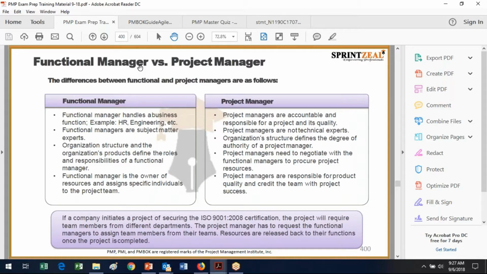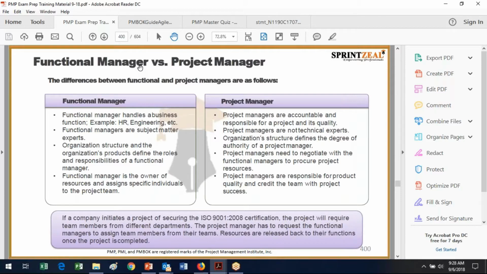So project managers are not necessarily technical experts, and the organization structure defines the degree of authority of a project manager. So remember, we had our spectrum where completely functional is on the one end and the functional manager is absolutely the king. And then we have projectized on the other end, where the project manager is absolutely the king, or queen in our case. And then you have the matrixed organizations in the middle, which is the more logical or the more prevalent organization.